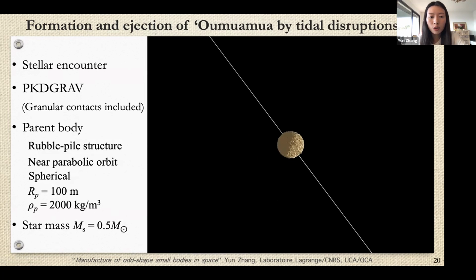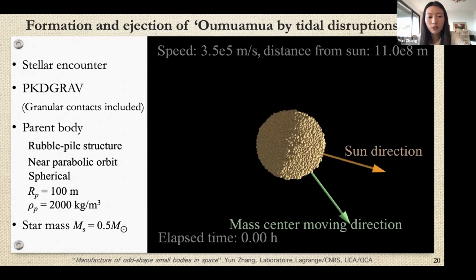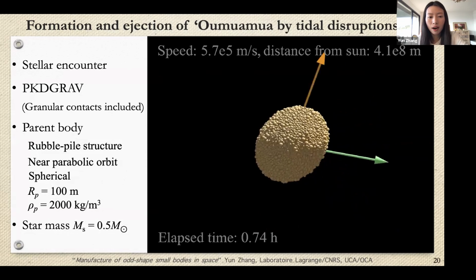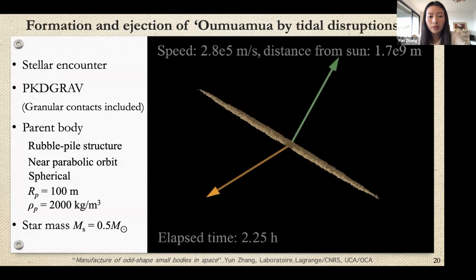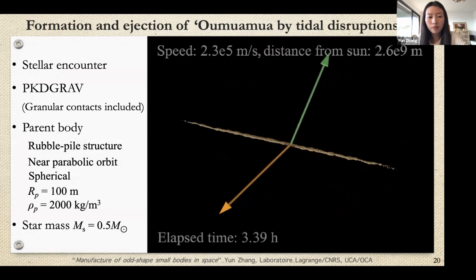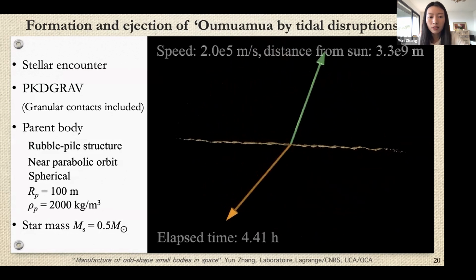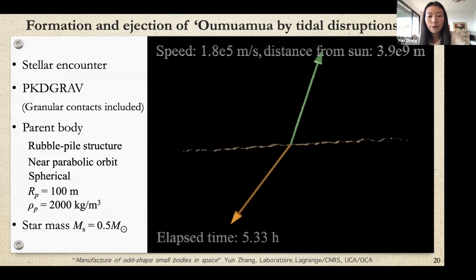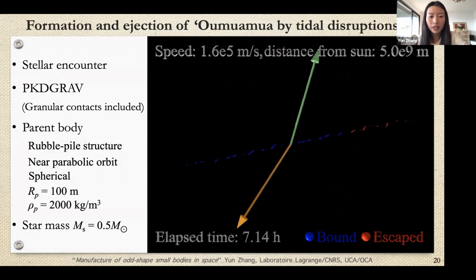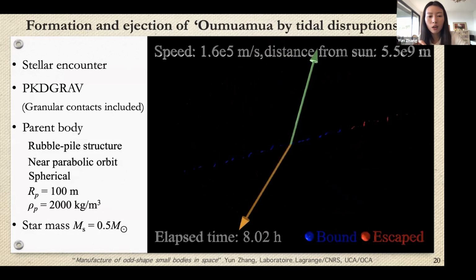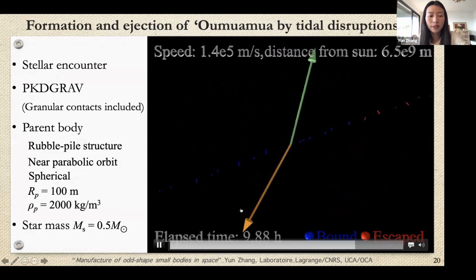And this movie shows the tidal disruption process we generated from our simulations. So we can see that as it approaches the star, the parent body is spun up and then heavily distorted, and then it is disrupted by the tidal force. Many fragments are produced during this process, and some fragments can escape from the host star and become interstellar objects, as indicated by their colors, just this red one.